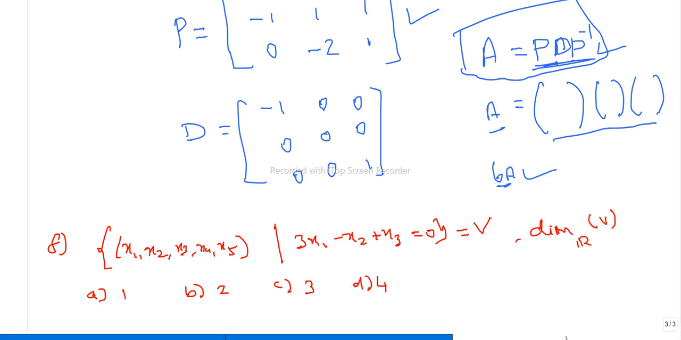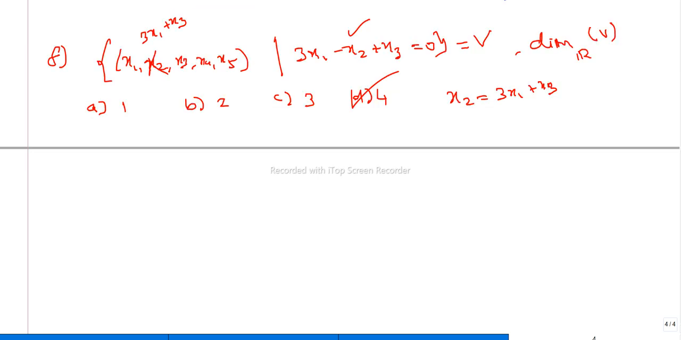So there are 5 unknowns here. Now we can take x2, therefore x2 should be 3x1 plus x3. Now we can omit x2 and replace it by 3 times x1 plus x3. Therefore we have only 4 unknowns. Therefore the answer is 4. This is a simple thing. Otherwise, it is the number of coordinates minus the number of equations. Here we have only one equation, therefore 5 minus 1 we get 4.